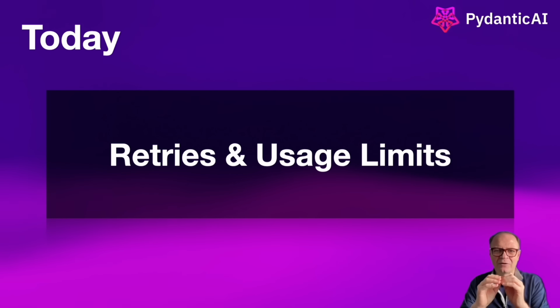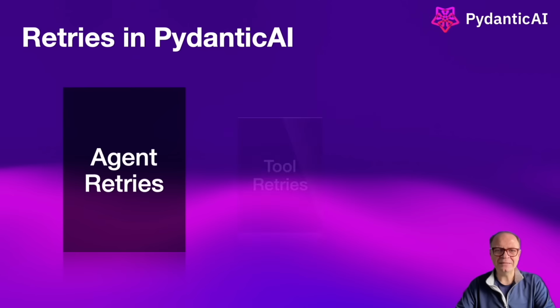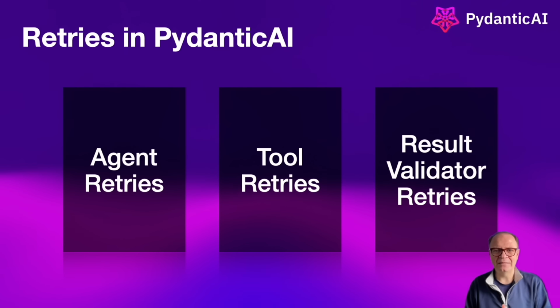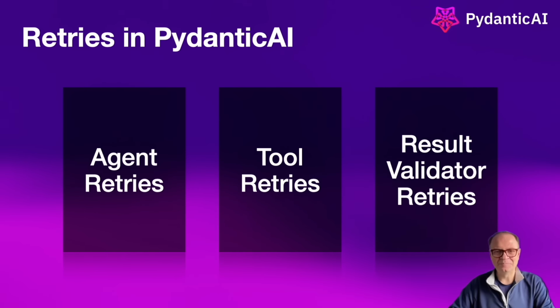Usage limits are a mechanism where you can limit the number of tokens or the number of calls for tools or for agents. All right, let's move on. Retries in PydanticAI can be set at the agent level, for each tool call, and for the result validator functions. We'll work on examples for each of these cases so you'll have plenty of practice today.